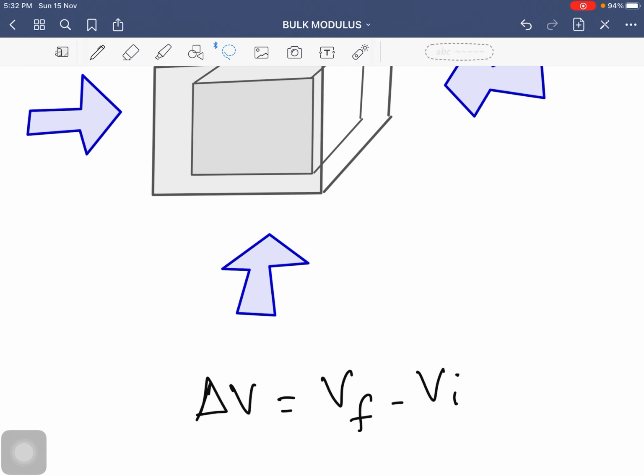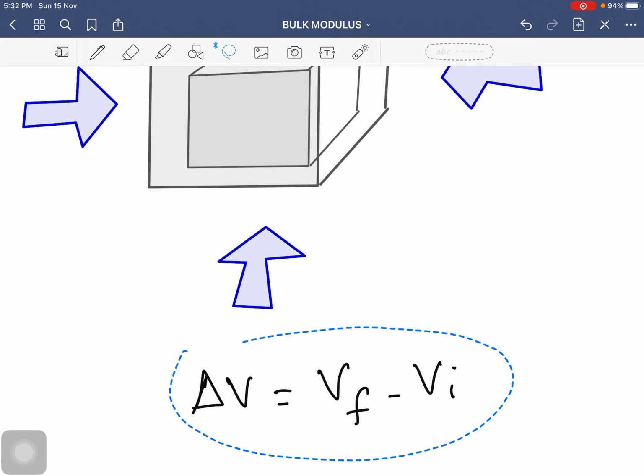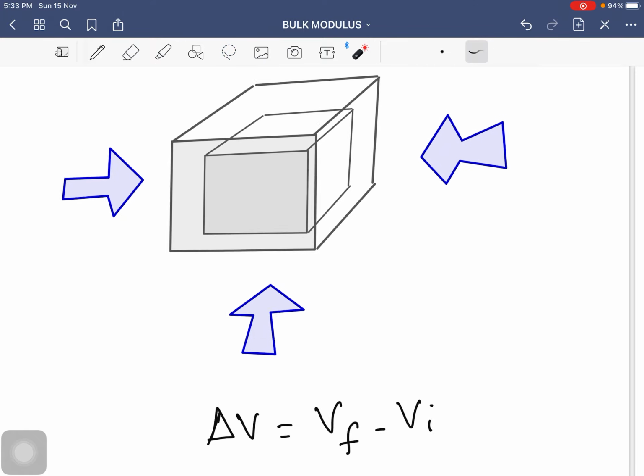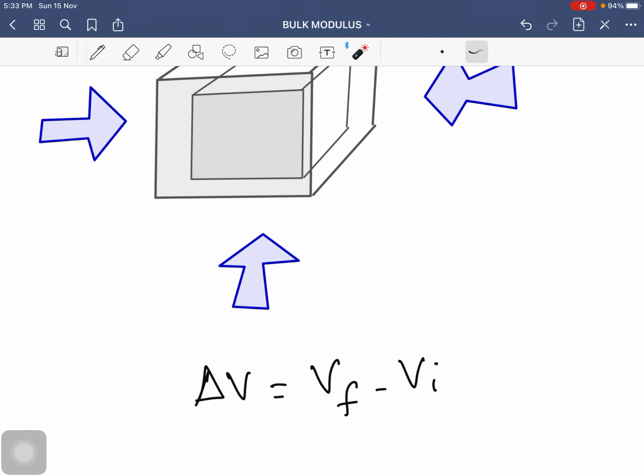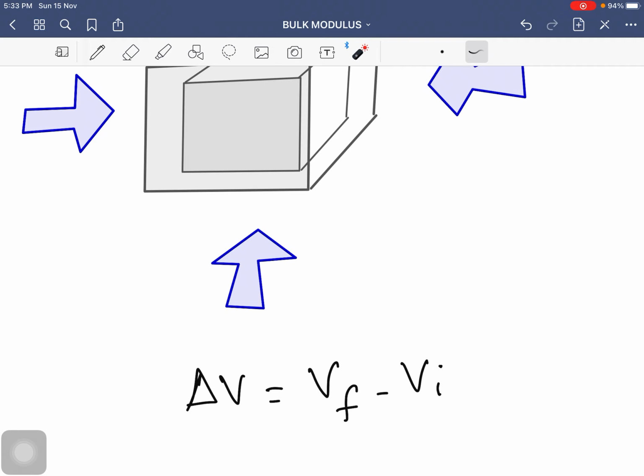So the decrease in the volume here means delta V equals final volume minus initial volume. Since from the picture you can see, when we compress the object, the final volume V final will decrease. So this value is smaller compared to the initial volume, and automatically the value of delta V, the change of the volume, will be negative. So this one is always negative, because the final volume is less than the initial volume.